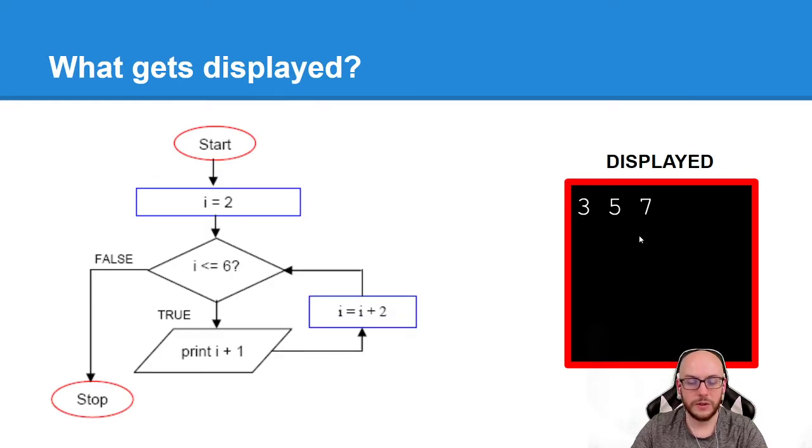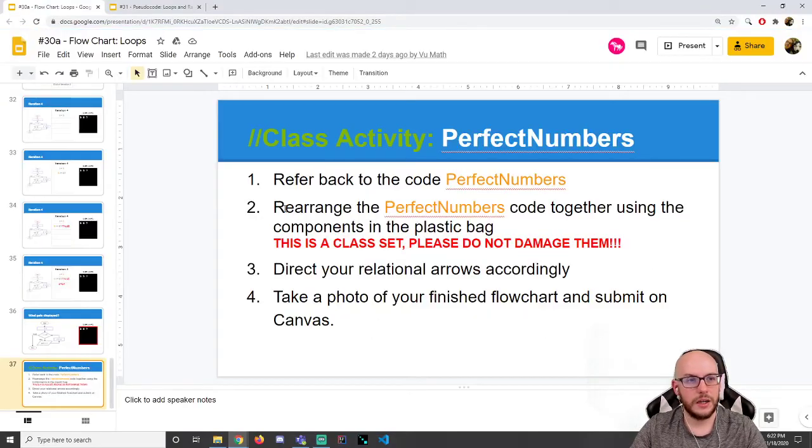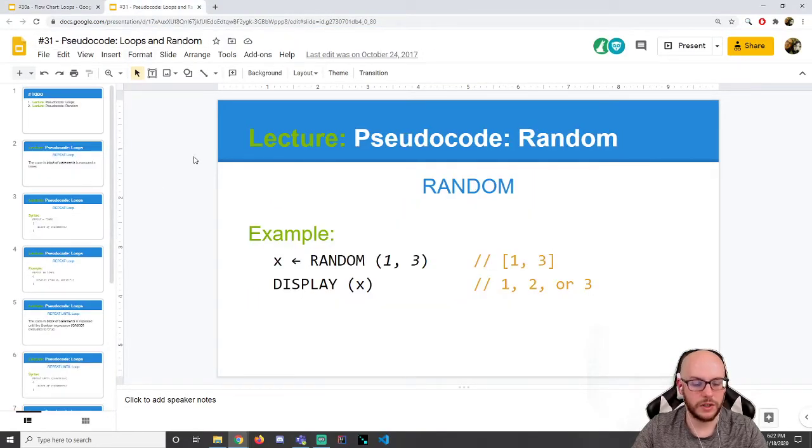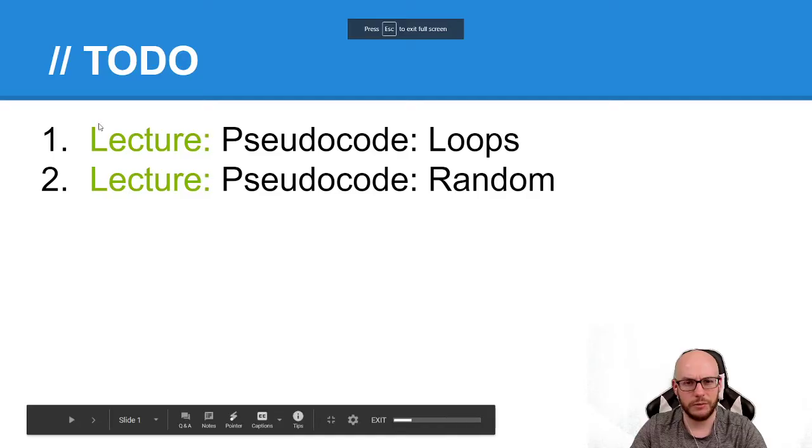So this is ultimately what is displayed, and you could see this being kind of a test question where you don't necessarily need to know loops, right? You can just kind of follow the flow chart, okay? That's going to be it for the flowchart loops thing. There is pseudocode to cover, pseudocode on both loops and random. Let's check that out real fast.